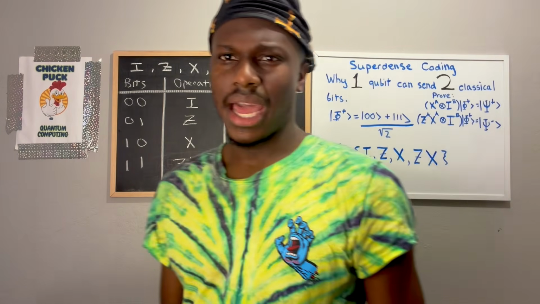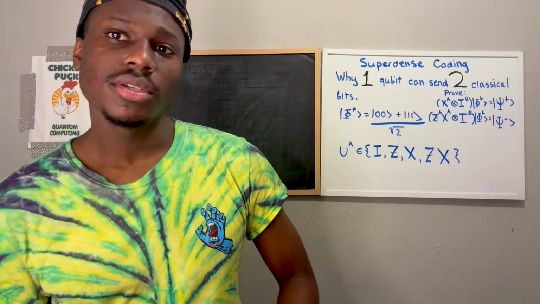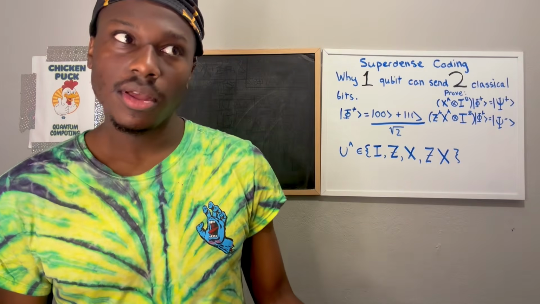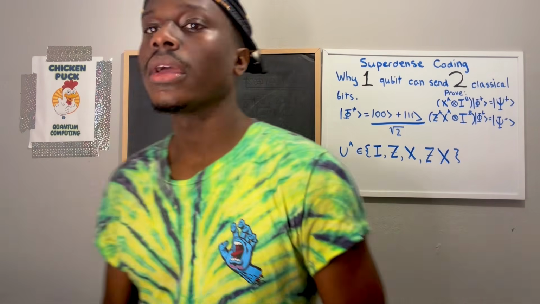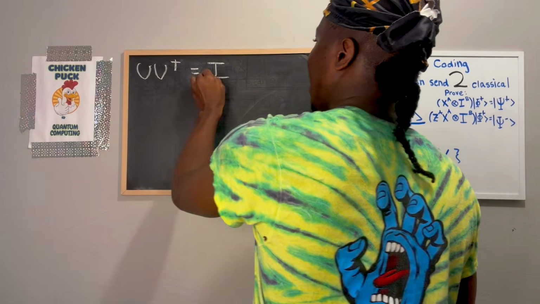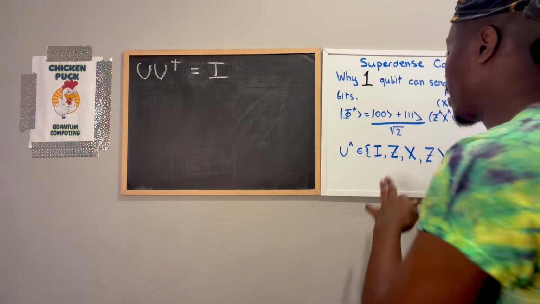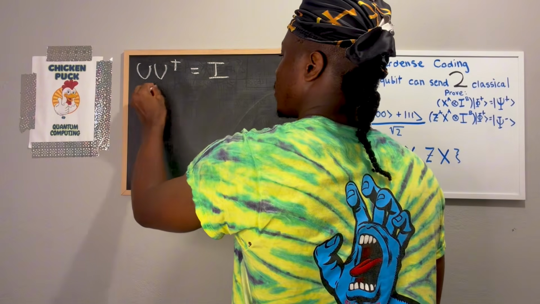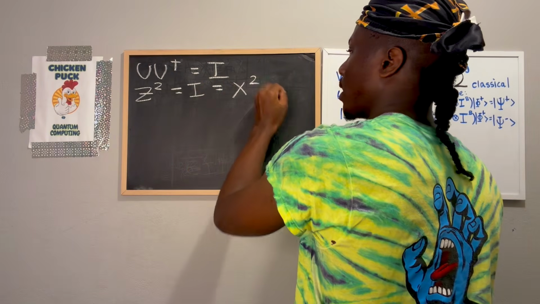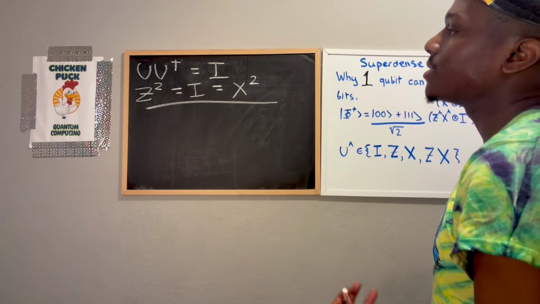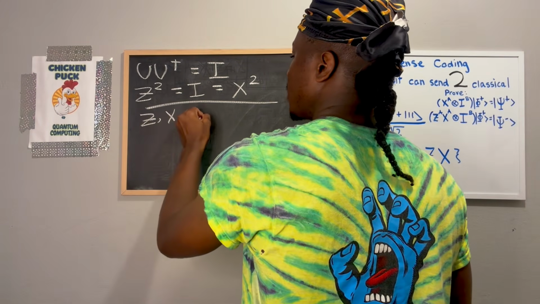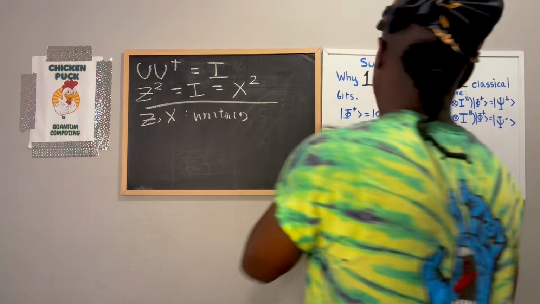But why does this codebook actually work? Let's prove it. So first thing we need to do is prove that these are valid quantum gates. So we need to prove that they are reversible. So we have to prove they are unitary. So let's do that first. To prove unitarity, we just need to say that U dagger U equals I. We know that I is unitary, and then we know that Pauli Z squared equals I, and Pauli X squared also equals I. So what we can say here now is X and Z are unitary. So we've proven the first 3.